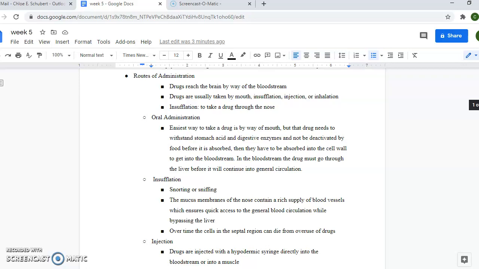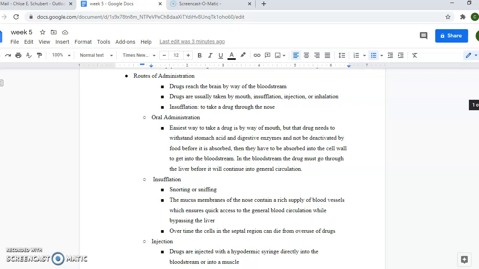Insufflation is to take a drug through the nose. Oral administration is the easiest way to take a drug, but that drug needs to withstand stomach acid and digestive enzymes and not be deactivated by food before it is absorbed. Then it has to be absorbed through the cell wall to get into the bloodstream. In the bloodstream, the drug must go through the liver before it will continue into general circulation.